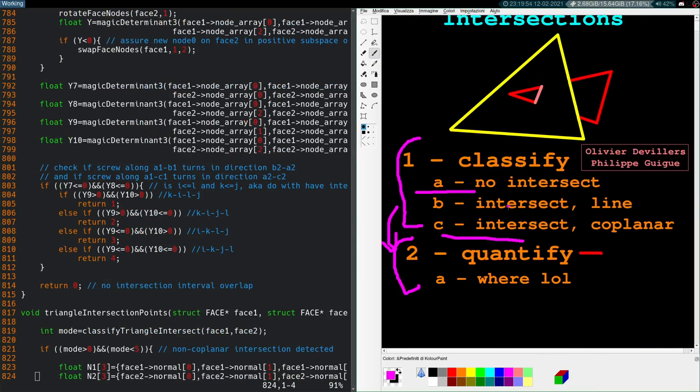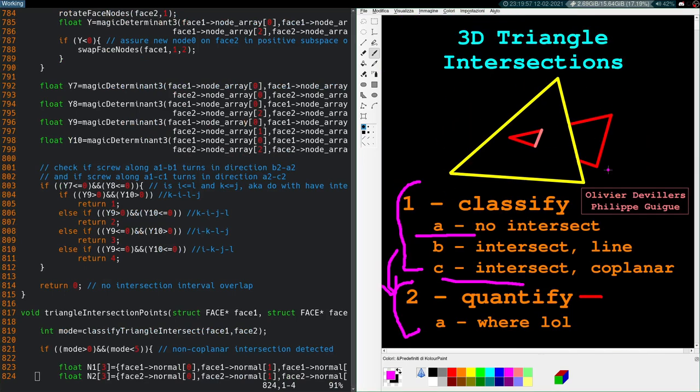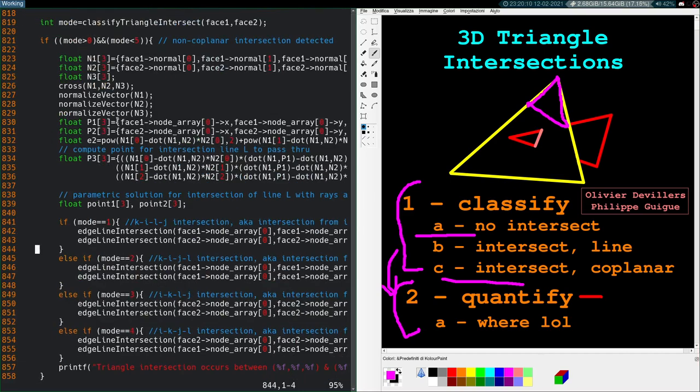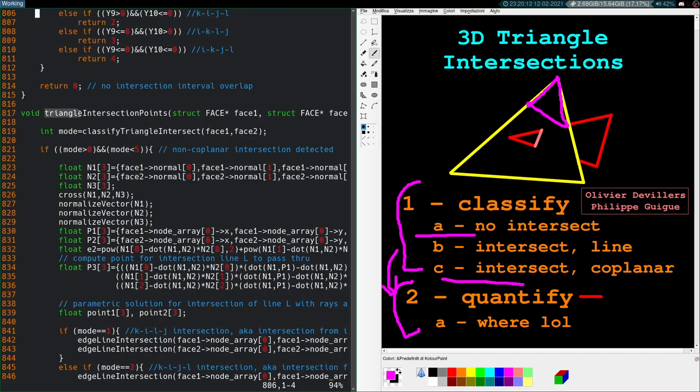So now we've basically evaluated how the triangles cross, if they do. They either don't cross, they cross in one of 4 ways of a line segment, or they cross in some kind of polygon. At this point, I have a final function here, which is triangle intersection points. This computes the points of intersection. So for this, it would compute this point and this point. For this case, it would compute this point, and this point, right? It would compute all the points required for intersection of the two triangles.